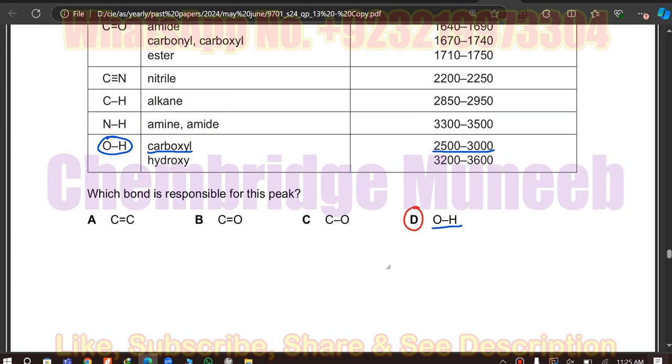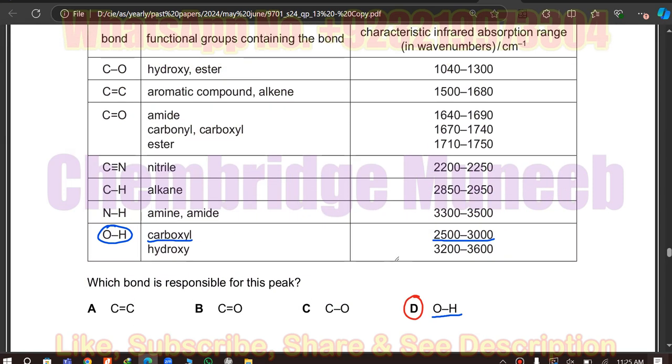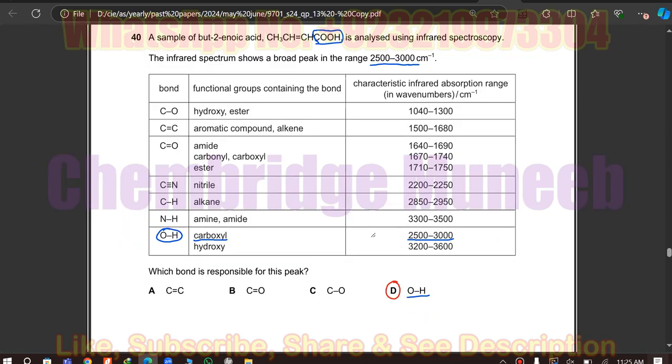Now we have completed this paper, variant 3, paper 1, May-June 2024. I hope all of you have clearly understood all the parts, all the questions of this paper.